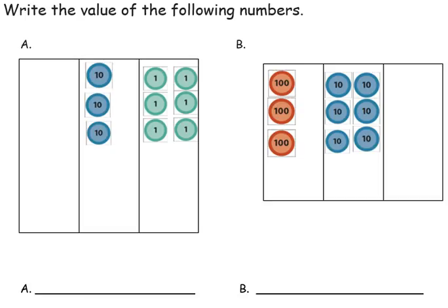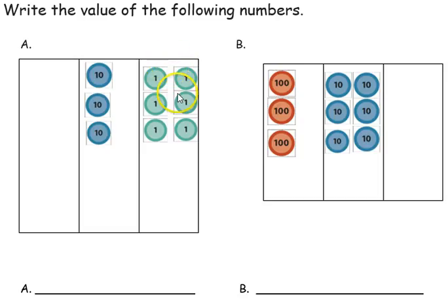So you can see in problem A, I have a place value chart with 3 columns. The first column on the left would be my hundreds column, the middle column is my tens column, and the column to the right is my ones or my units column. So we're to write the value of the number being shown in this place value chart.